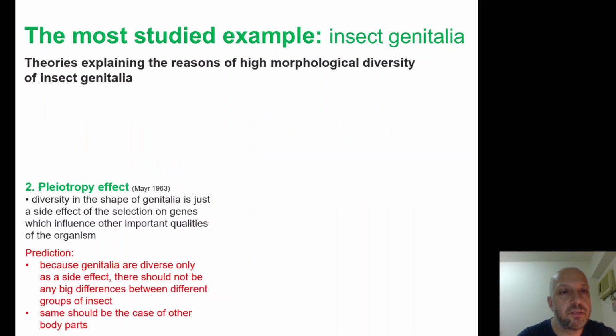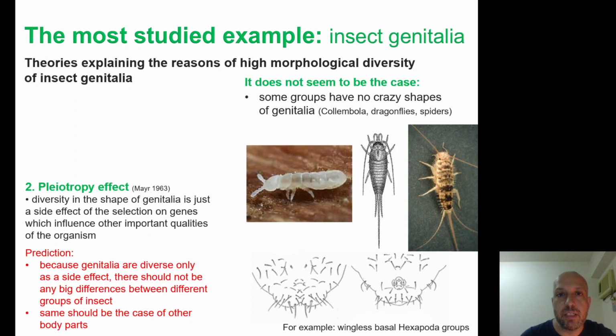If we would have the pleiotropy effect, we will start with that one. If it is random, right? If it is just a side effect from some genes which are doing basically something totally different, then there should not be much difference between different groups of insects and different groups of arthropods. And also, there should not be much difference between different body parts, right? It should be random. So, sometimes it should be about the head, sometimes about the legs, sometimes about the genitalia. So how is it?